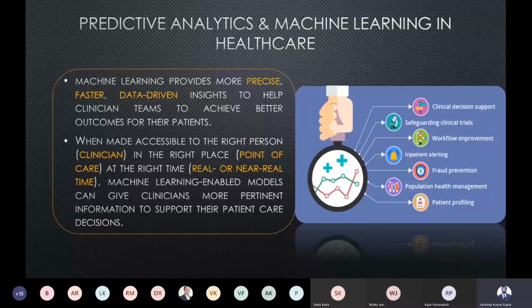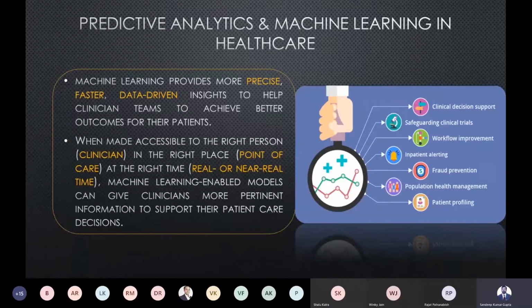So when made accessible to the right person, meaning the doctor in this case, at the right place, the point of care, right, at the right time, real or near real time. So it's pretty similar to the objective which we set for supply chain optimization. So machine learning enabled models can give clinicians more pertinent information to support their patient's care decisions. So what sort of decision we feed and what's the outcome of that, you can see in this diagram.